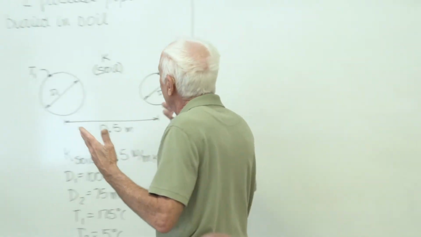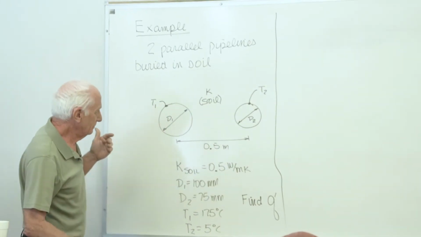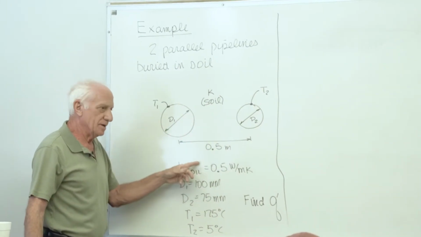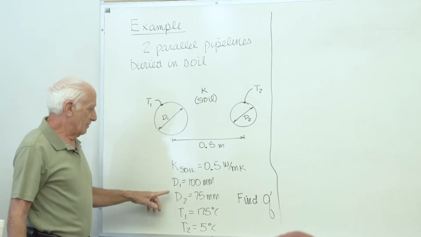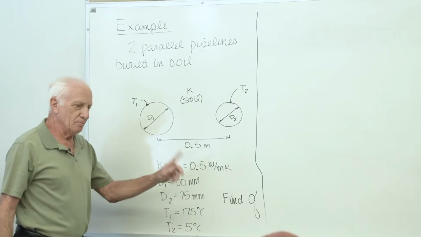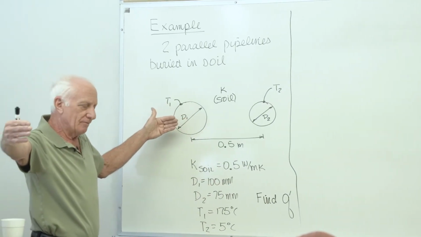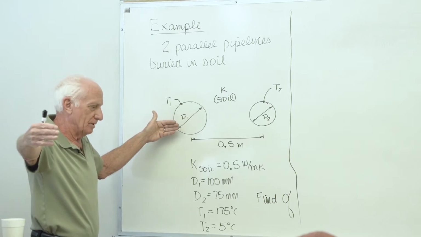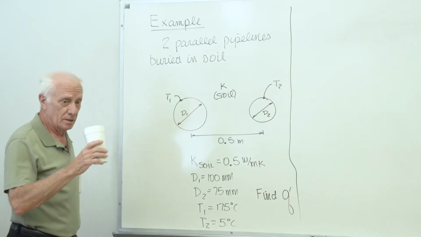Okay, so here we are. These are parallel pipelines, very long. Diameters given, they're buried in soil. K of the soil is given. Diameters given, temperatures given, find Q prime. Since I don't know how long the pipelines are, I'm going to find my answer in terms of watts per meter. Watts per meter. So that's Q prime.